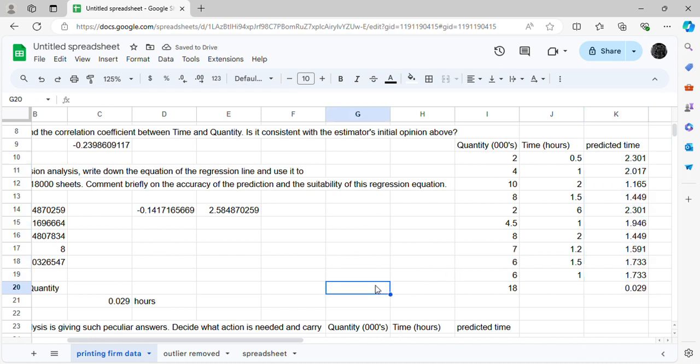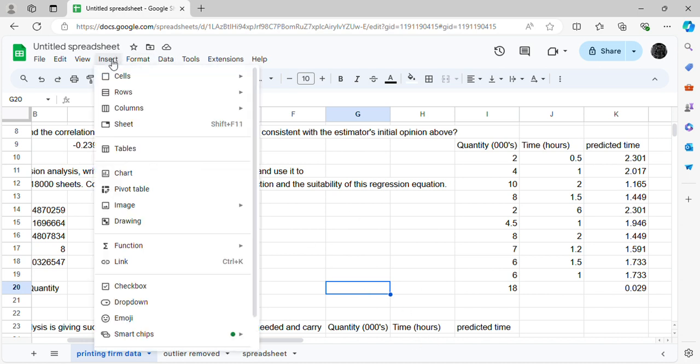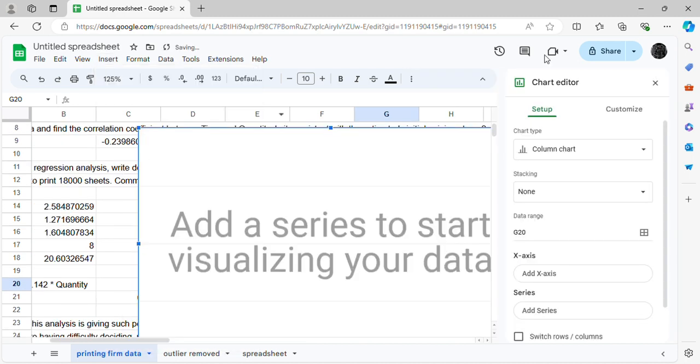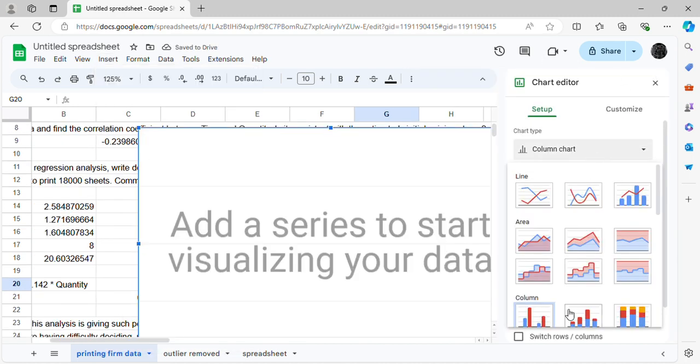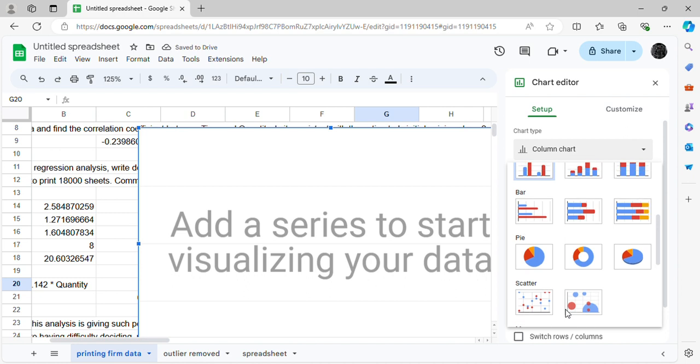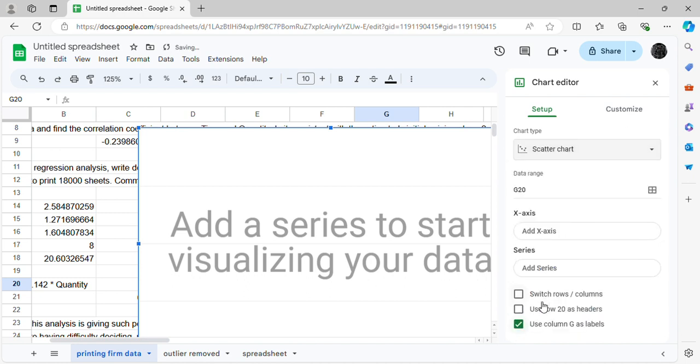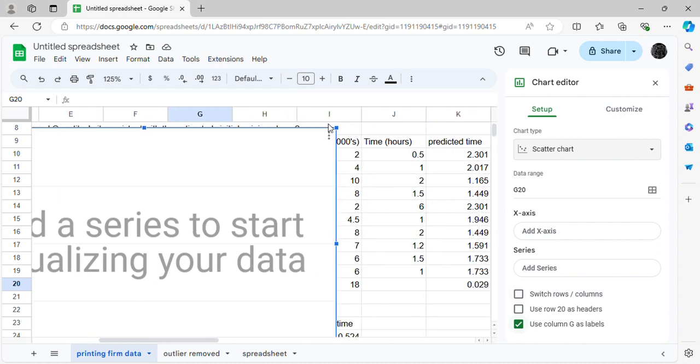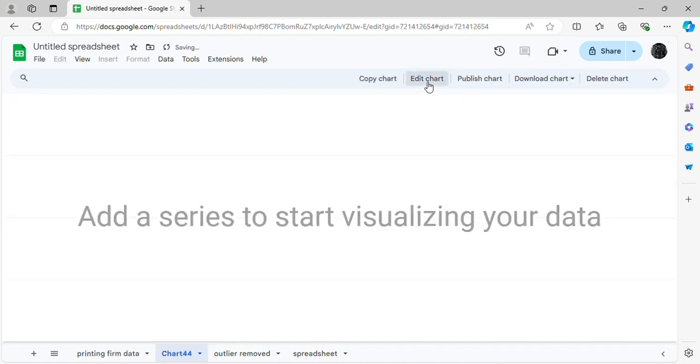Now let's plot the spreadsheet. So in an empty cell, click insert, click on chart. Then for the chart type, click the scatter plot. Okay, let's take the chart to a new sheet. So move to own sheet and let's edit the chart.